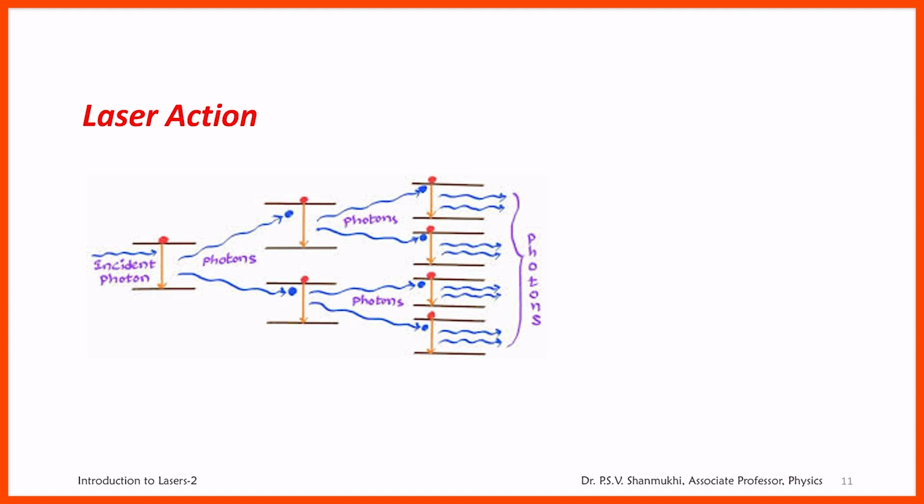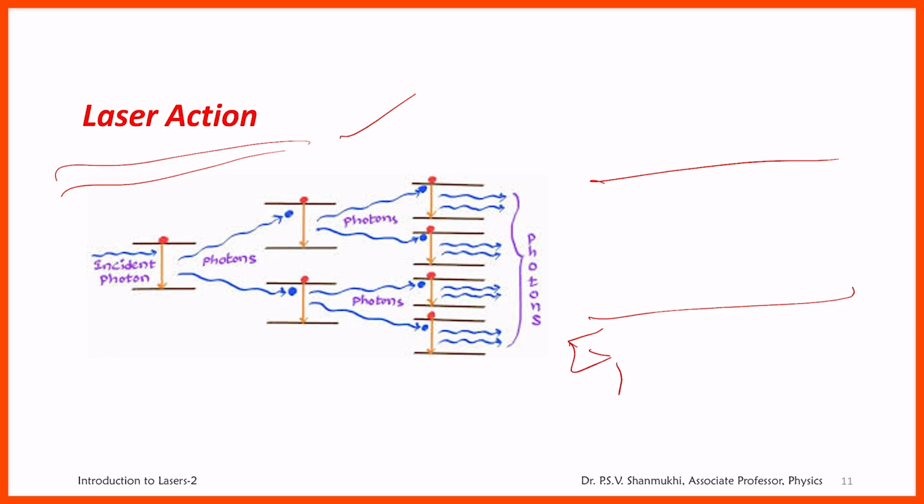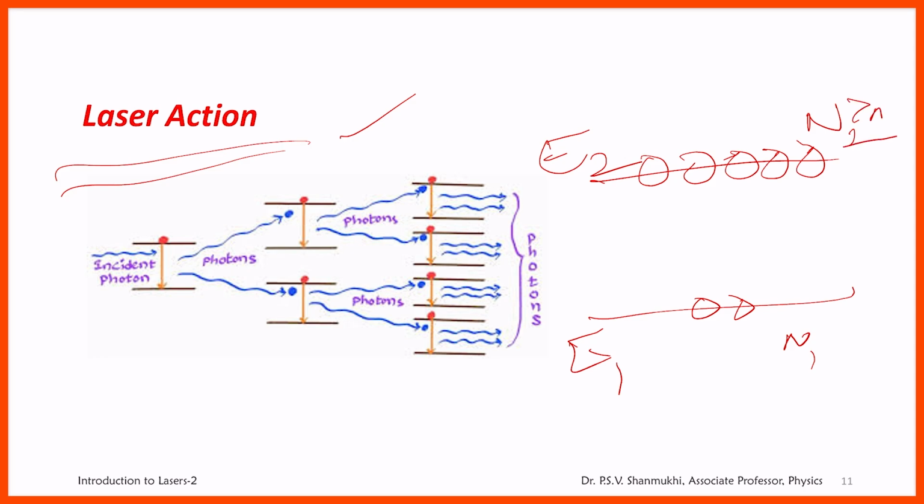Anyhow, coming to the next, laser action, the most important parameter in the lasers. What is meant by laser action? Suppose this is the ground state E1, excited state E2. In the ground state, population say N1. In the excited state, population suppose it is N2. N2 is greater than N1. It is not the normal state, it is the population inversion or inverted population state.